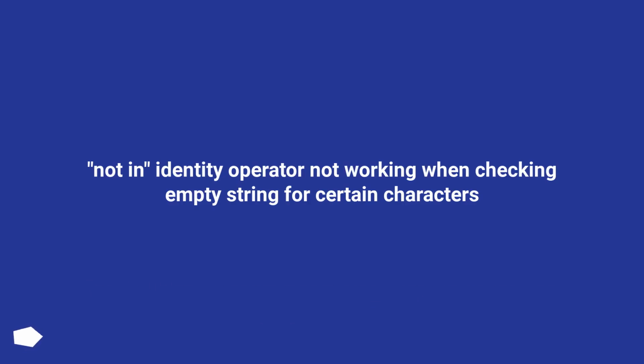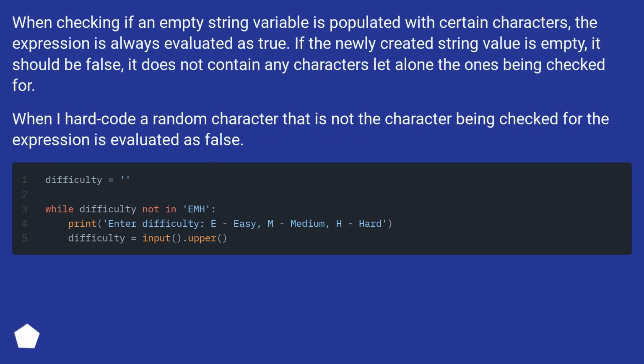Not in identity operator not working when checking empty string for certain characters. When checking if an empty string variable is populated with certain characters, the expression is always evaluated as true. If the newly created string value is empty, it should be false. It does not contain any characters, let alone the ones being checked for.